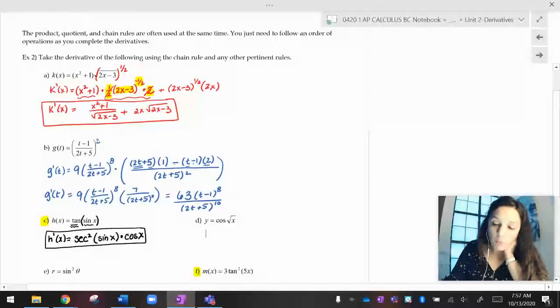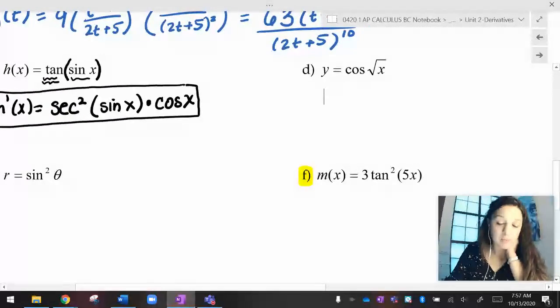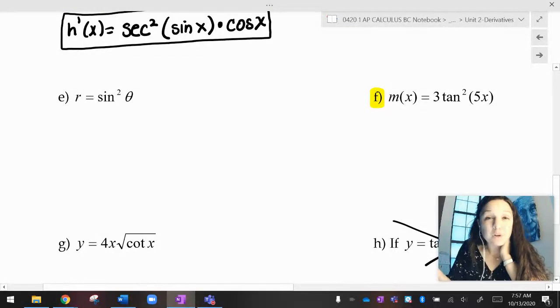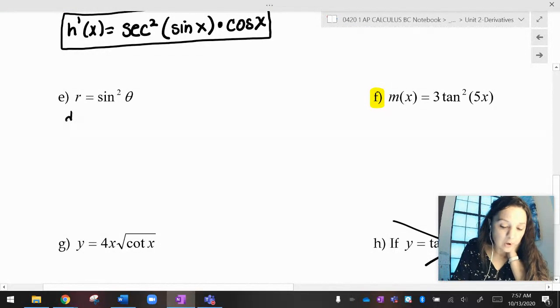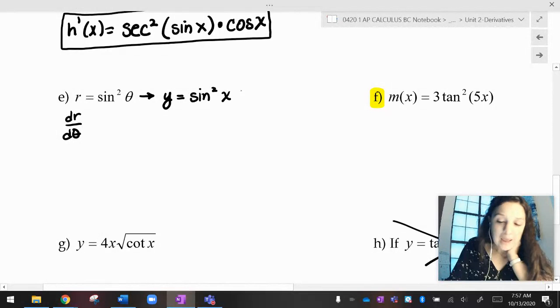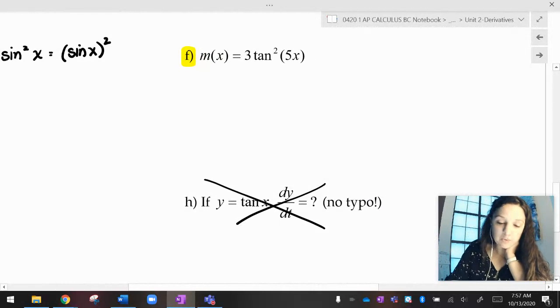Okay. When you start part D, you're going to do that one on your own later. There's not much I can tell you about that one. I want you to think it through. When you think of part E, I know it's written in r and theta, but really all you're going to do is you're going to find dr d theta. And if that freaks you out, rewrite this as y equals sine squared x. Okay. And if you want to take the derivative of that, I highly encourage you to rewrite that as the sine of x, squared. Okay, again, I'm not doing that. I'm just getting you set up.